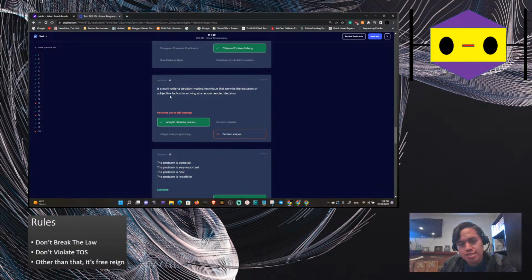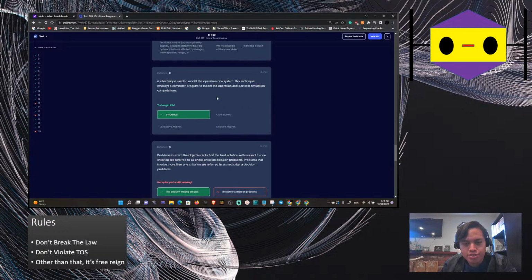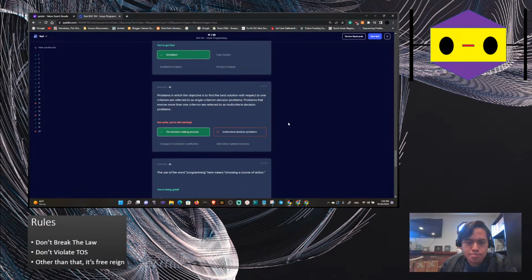Analytic hierarchy process is a multi-criteria decision-making technique that permits inclusion of subjective factors in arriving at recommended decisions. Problems in which the objective is to find the best solution with respect to one criterion are referred to as single criterion decision problems. Problems that involve more than one criterion are referred to as multi-criteria decision problems. That's the decision-making process.